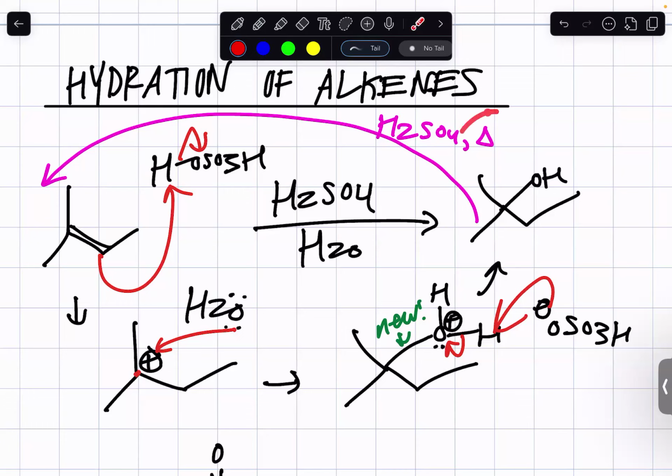Dehydration because we're adding heat with it as well. Hydration because we're adding water.